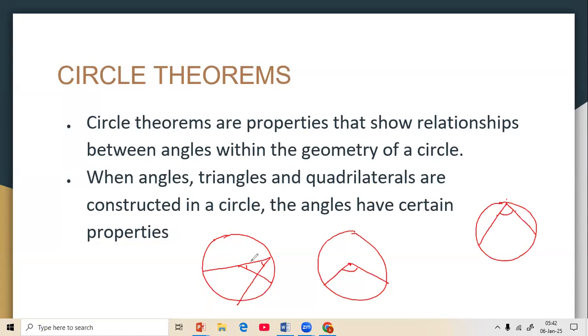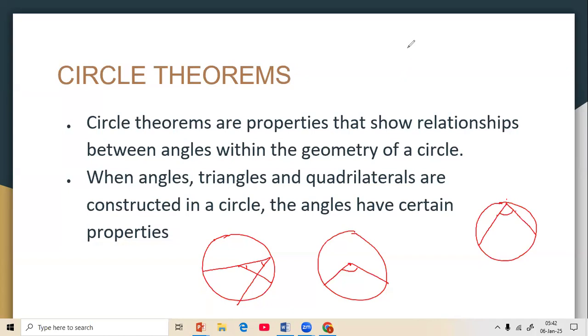So we are going to look at the angles, we are going to look at the triangles we form, and which kind of relation the different things, the sectors, the segments, the radius, and the diameter form. So that's briefly about what we call circle theorems. We are looking at all those properties that exist between the different angles that we form within a circle.